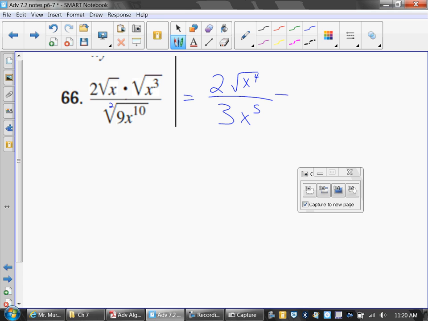All that's left is to simplify the numerator. That's the square root of x to the 4th. X squared. Excellent. So it's 2x squared over 3x to the 5th. And last but not least, so 2 over 3x to the 3rd. Remember, because the 5th power is bigger. That's where it says.